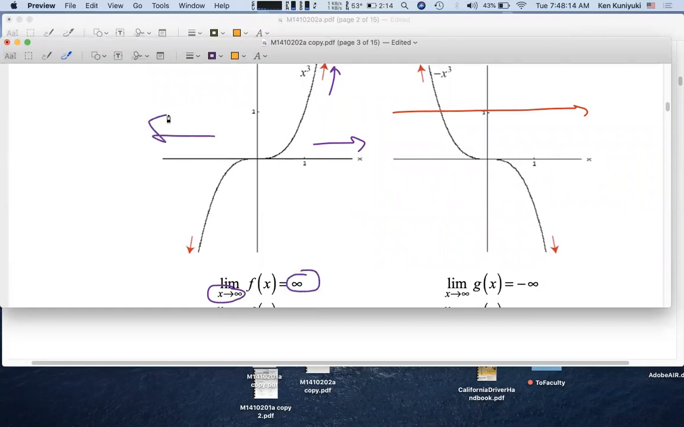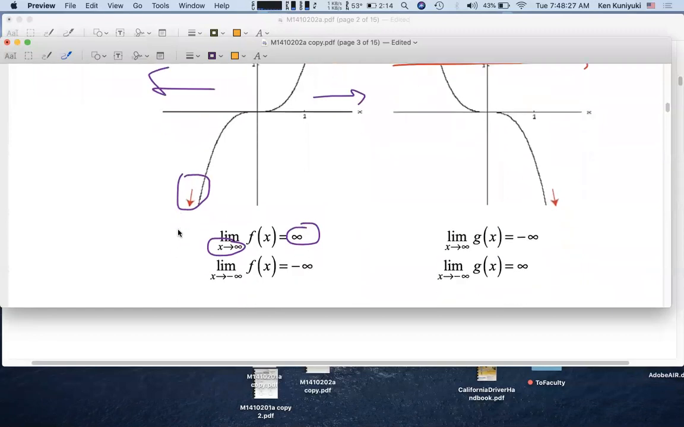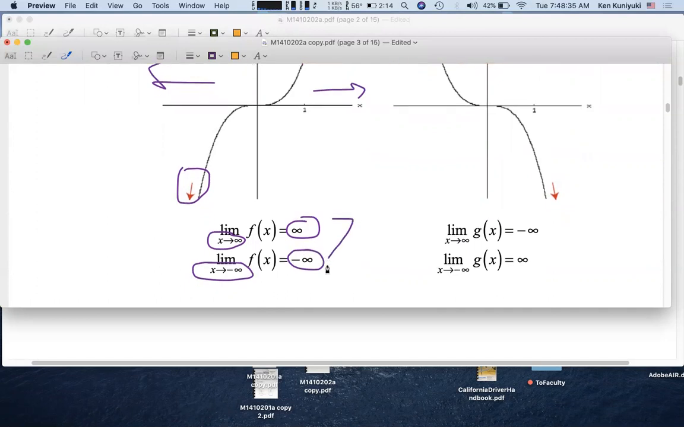As you look to the left, negative a million, negative a billion, then you're talking about negative a million all cubed, negative a billion all cubed. Again, you're approaching negative infinity. So as x approaches negative infinity, the y coordinates also approach negative infinity. Notice that these are different answers. So to these long run limit questions, you're getting different answers. One's infinity, one's negative infinity. In the g case, it's switched.